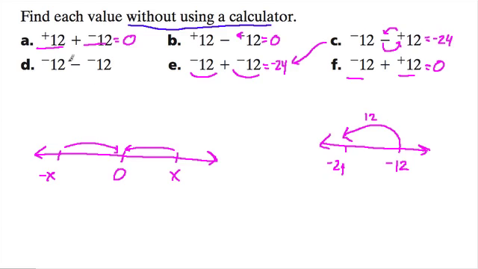And this one is actually the same as A. However, it looks much different. Exact same as F, I'm sorry. It just looks different. What they're saying here is you have negative 12 minus negative 12. And what that really means is you're taking away 12 negatives. So if you have 12 negatives and you take 12 negatives away, you get 0.